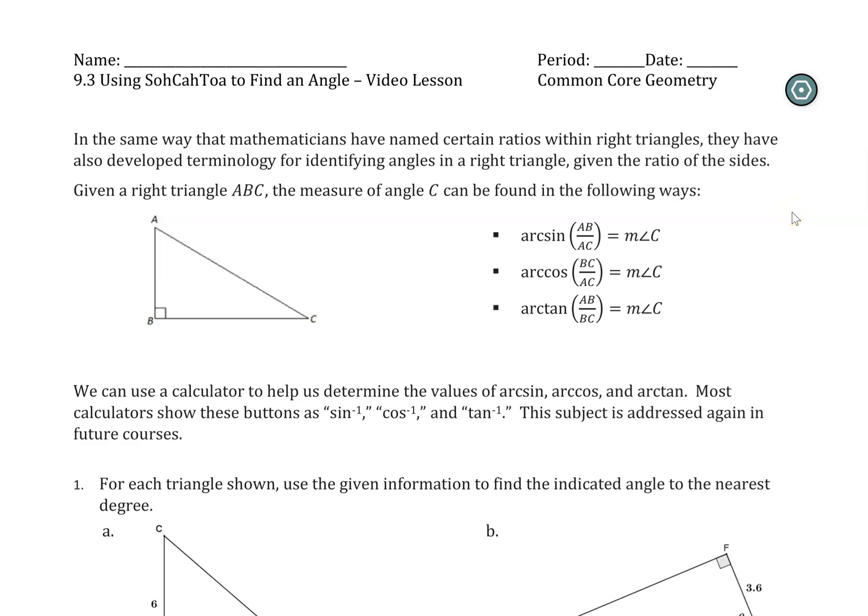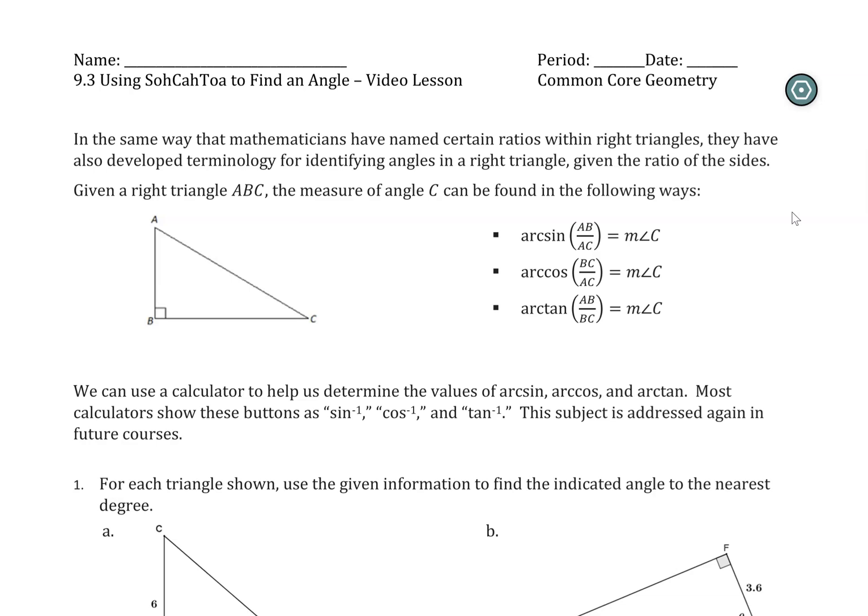Video lesson 9.3. So we're going to use SohCahToa to find the angle measures now. In the previous video we watched, we talked about how we can use the sine, cosine, and tangent relationships to find missing sides. But now we're going to utilize it almost in an inverse process, or backwards operation, to discover how we can find angle measures if we know the actual side lengths.